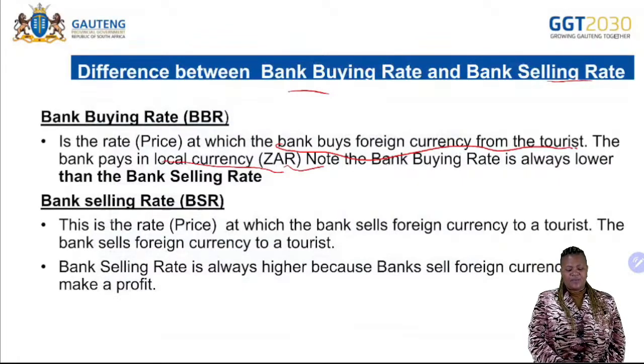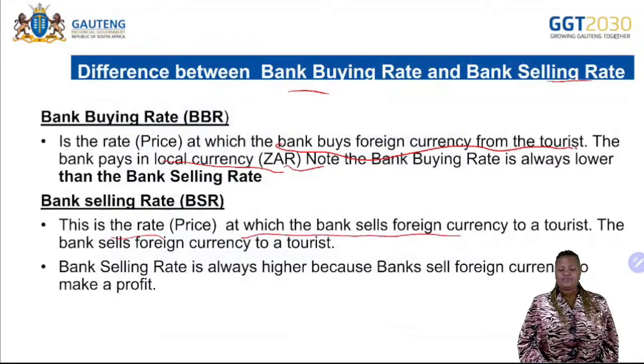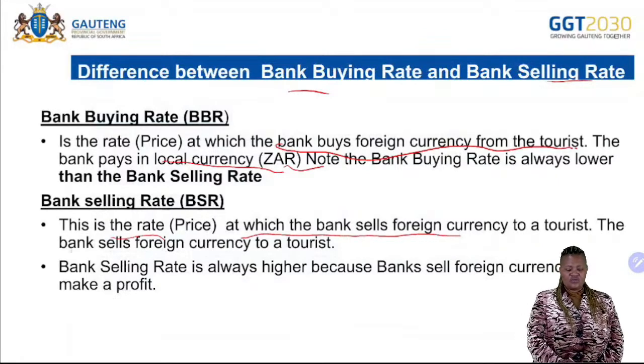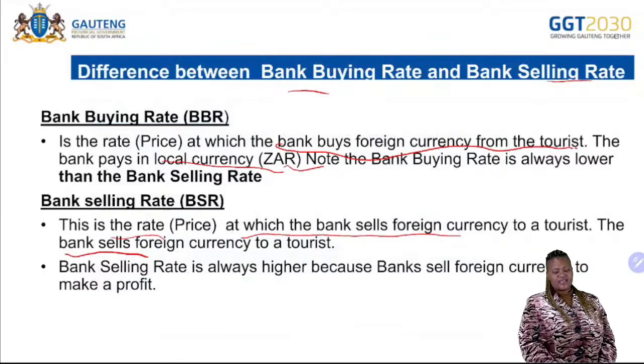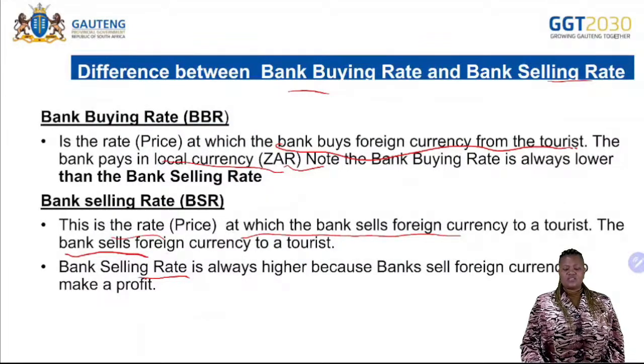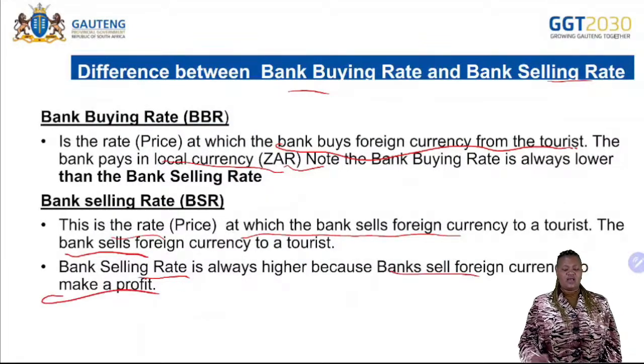The bank selling rate is the price at which the bank sells foreign currency to a tourist. So when we say the bank selling rate, the bank buying rate, the word rate means price. The bank selling rate is always higher because banks sell foreign currency in order to make a profit.